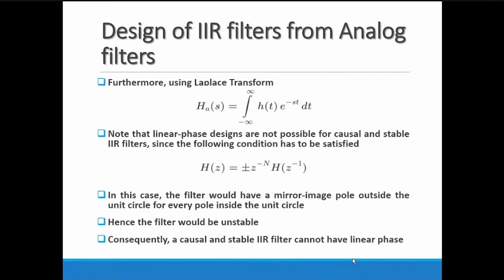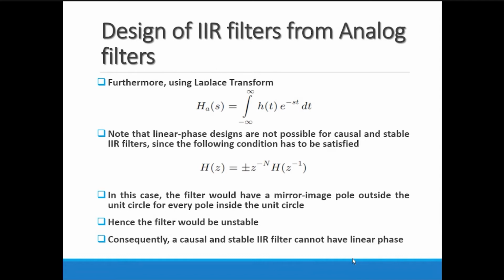H(s) is equal to the integration from minus infinity to infinity of h(t) e raised to minus st dt. Note that linear phase designs are not possible for a causal and stable IIR filter, since the following condition has to be satisfied: H(z) is equal to plus or minus z raised to minus n, H(z raised to minus 1). So what is the meaning?